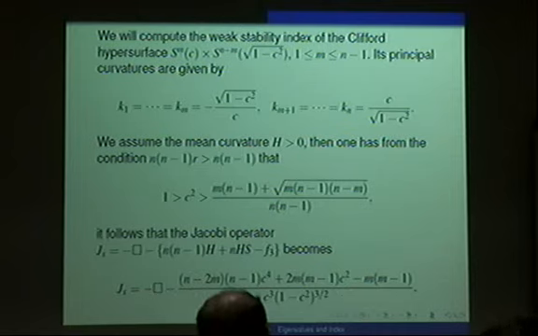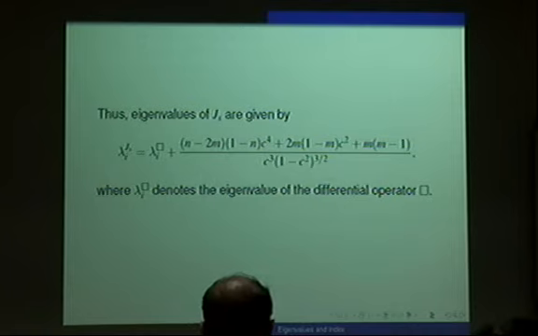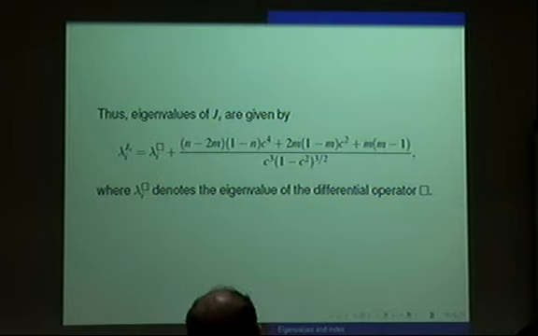So next we try to compute the eigenvalue of this Jacobi operator. That means at first we should compute the eigenvalue of the box operator. So we can obtain the eigenvalue of the Jacobi operator, which is given by this one. This expresses the relationship between the eigenvalue of this Jacobi operator and the eigenvalue of the box operator.